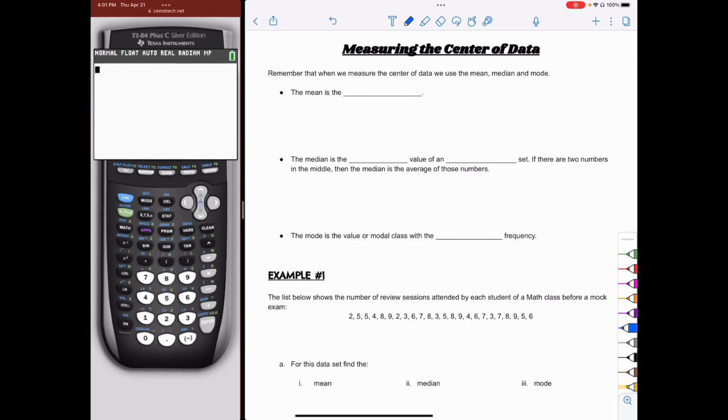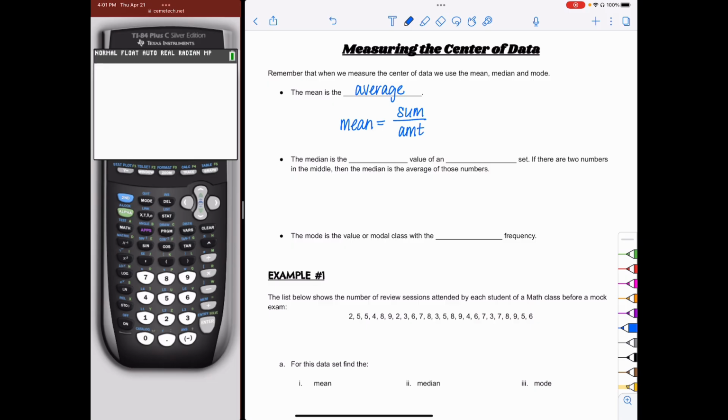Hello, today we're going to talk about measuring the center of data. So remember that when we measure the center of data, we use the mean, median, and mode. The mean is what we call the average. When we find the average, we add up our numbers, so we need to take the sum, and then divide it by the amount of numbers that you have.